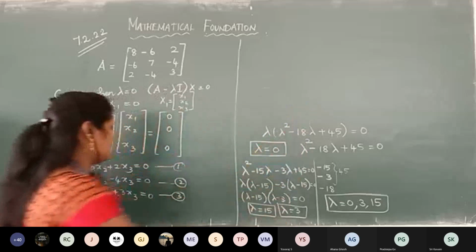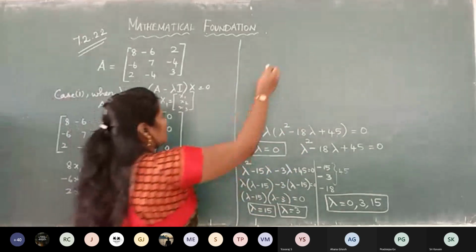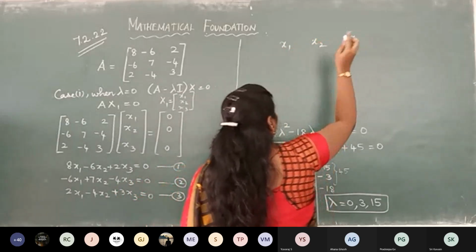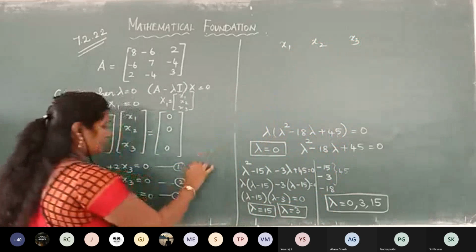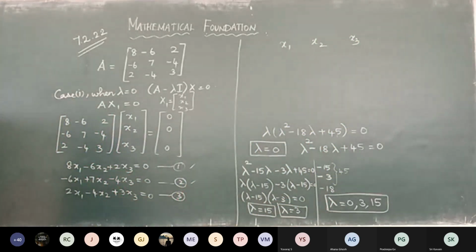So how do you solve it? You will do it by cross multiplication. So we will take your x1, x2 and x3. I will take your first equation and your second equation. Your first equation and second equation itself are different.